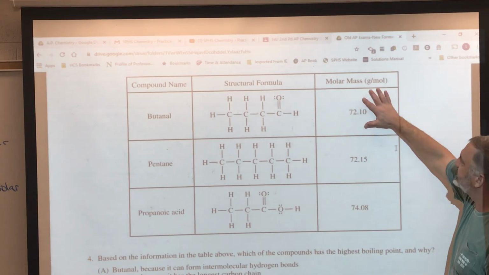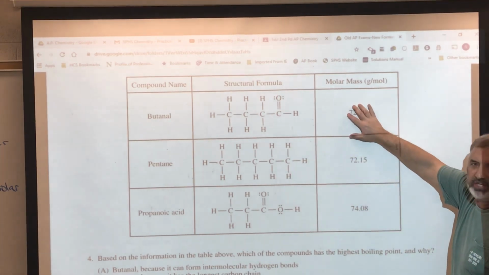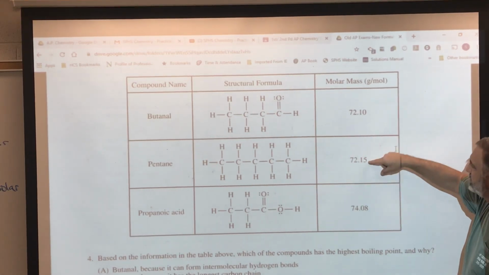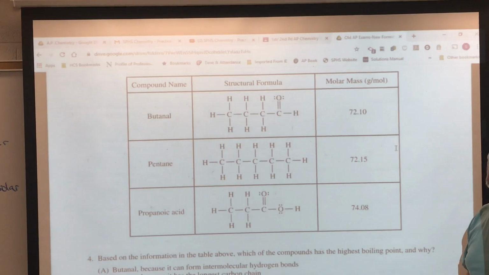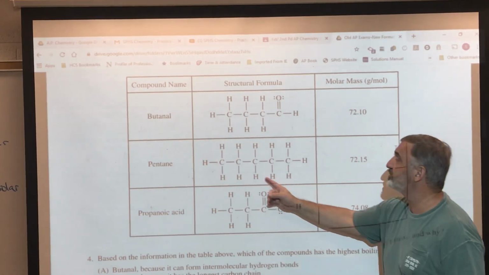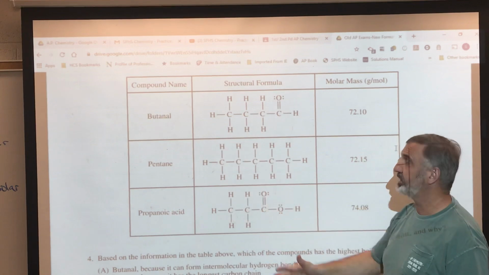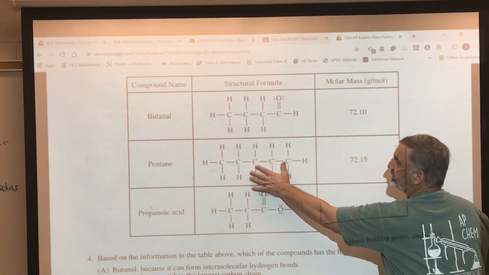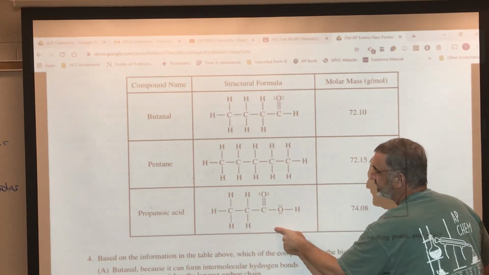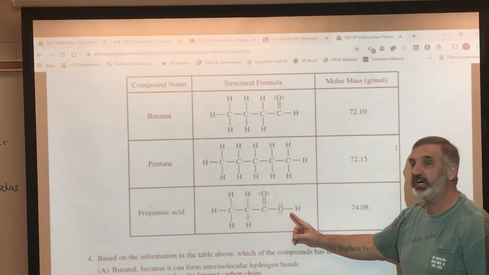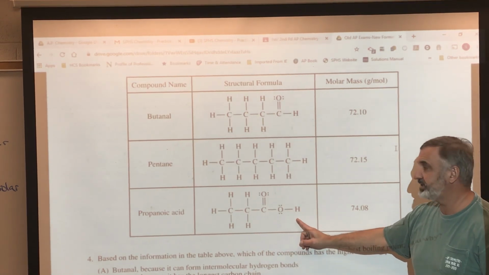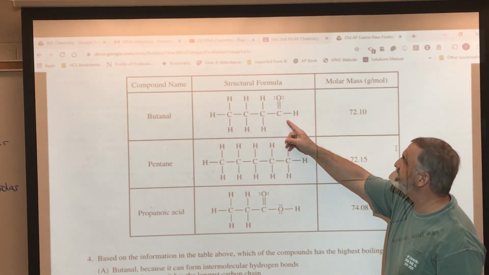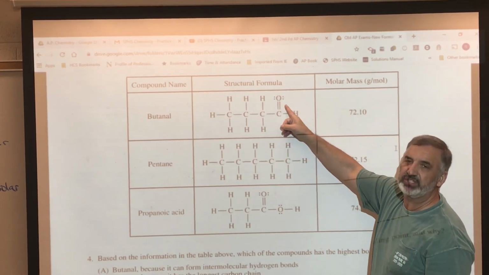Given these compounds, now notice they give you the molar mass. When you have the molar mass given, that is an indirect way of saying they're about the same, therefore their London forces are going to be about the same. The size of the electron clouds are going to be about the same, okay? But we can see very different structures here. Here, total hydrocarbon. This one has an oxygen, this one has an OH. So automatically we know that this one has some hydrogen bonding in it. This one is totally nonpolar, only London forces. And this one has the oxygen, but it doesn't have the OH, so you're really just going to have dipole-dipole here.